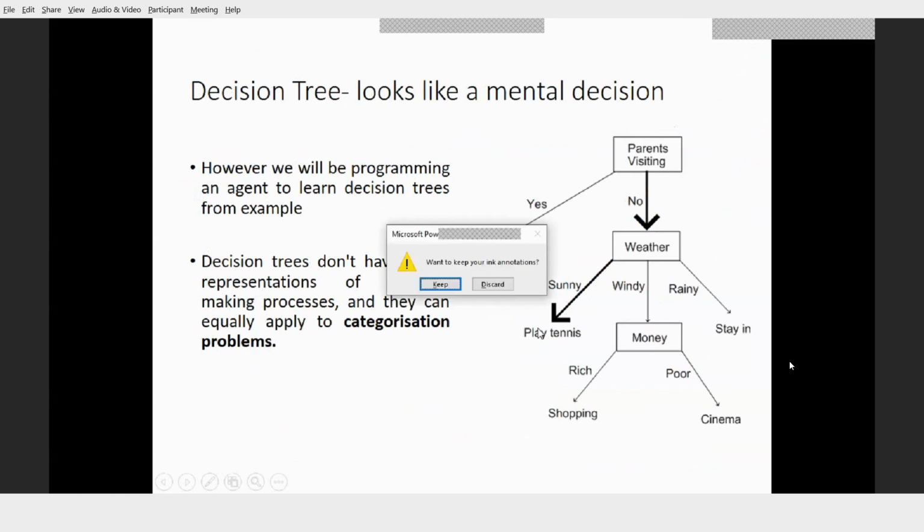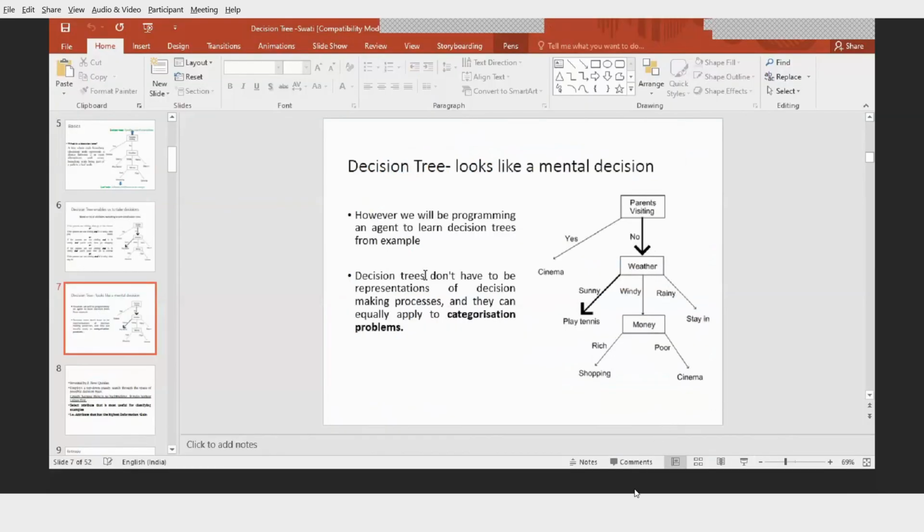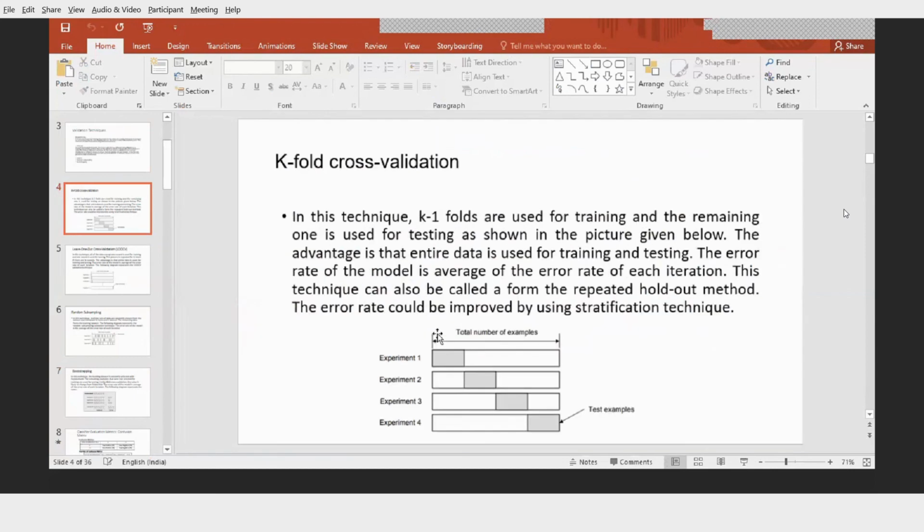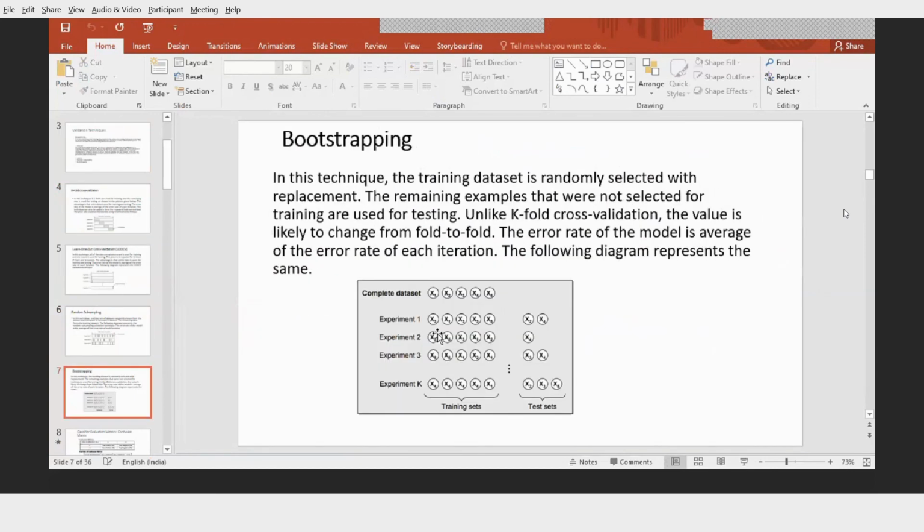Anything else, any questions you have, you can ask me, or else we can wind up the session now. Any questions? Ma'am, I have one question in bootstrapping. If we take a repeated sample in our training data set, doesn't it induce any sort of bias?